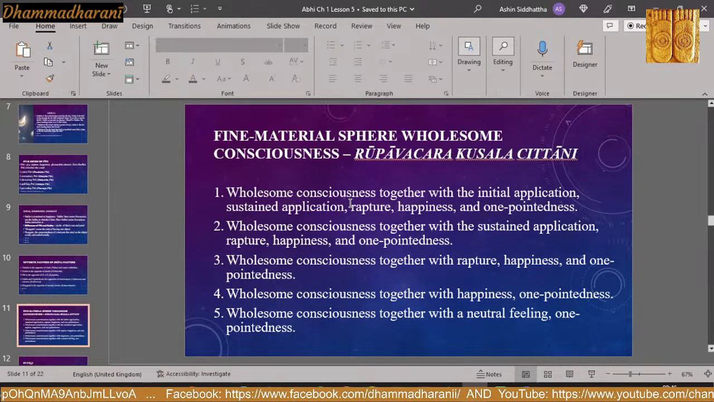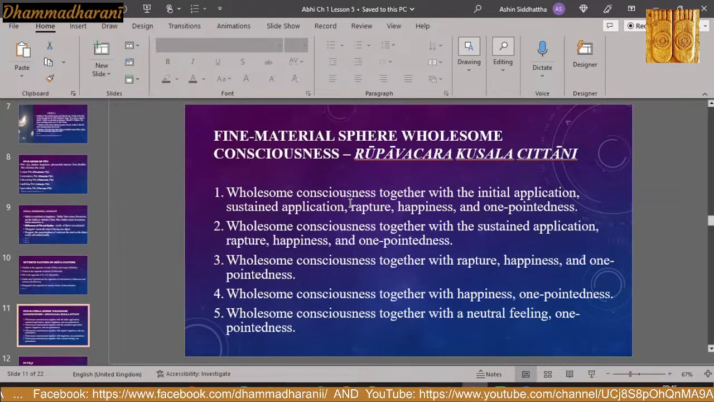Number 2, the second jhana citta, wholesome consciousness together with sustained application, vichara, rapture, piti, happiness, sukha, one-pointedness, ekaggata. In the second jhana citta, you cannot find vitakka or initial application. So the second jhana citta consists of only 4 jhana factors. The third jhana citta, wholesome consciousness together with rapture, happiness, one-pointedness. How many jhana factors? There are 3 jhana factors in the third jhana citta.